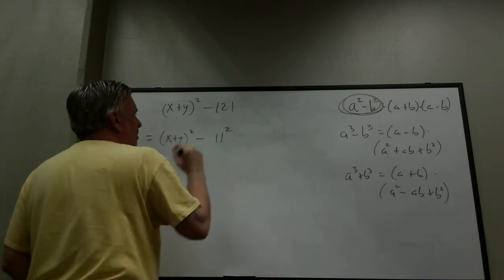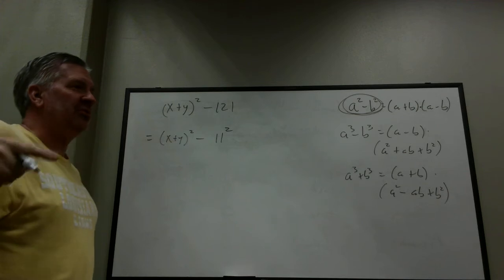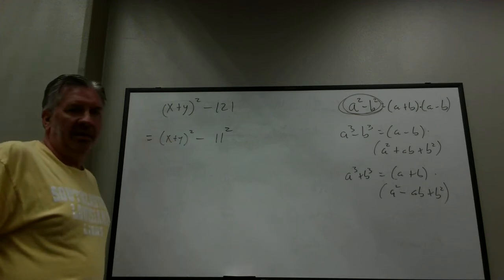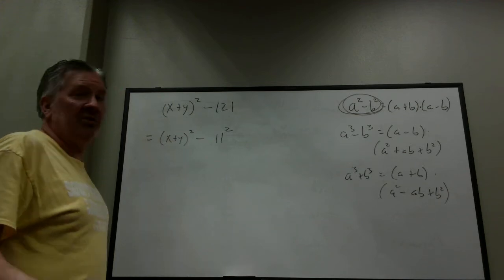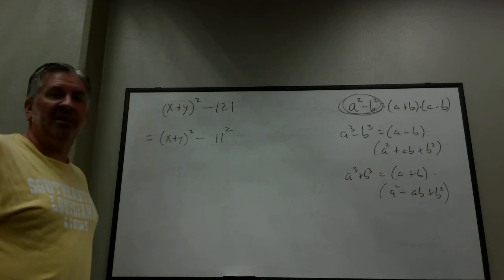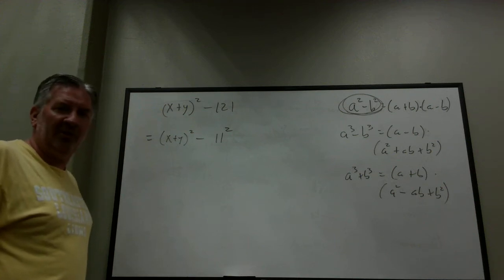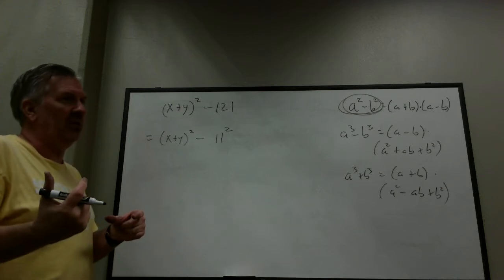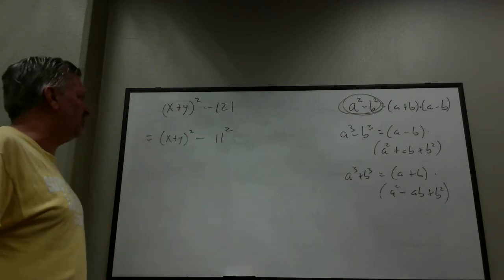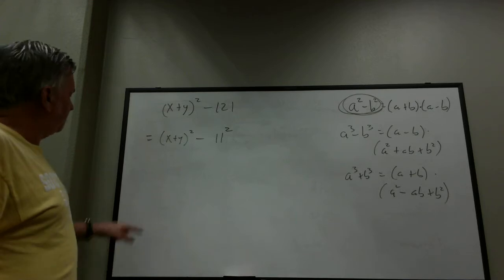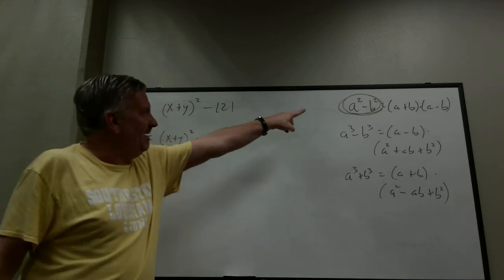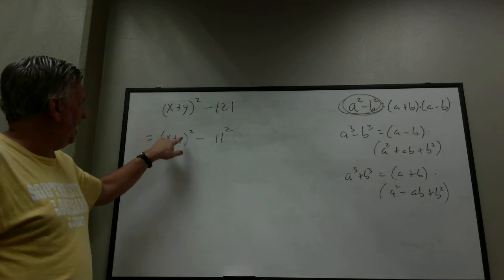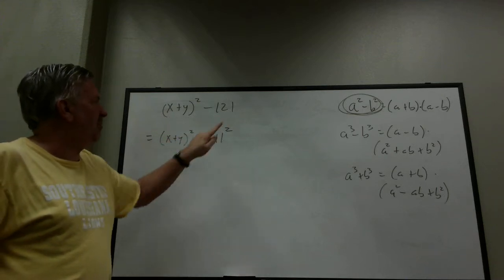121 is 11 squared. Again, that's all I was saying. You might want to start recognizing some perfect squares. And be aware, some numbers are perfect squares and perfect cubes, like 64. 64 is 8 squared, but it's 4 cubed. Okay, so be careful. If you get 64, don't fall for it and say, oh, it's a square, because it may be a cube. Okay? So this is like my a squared, x plus y is my a, minus b squared.